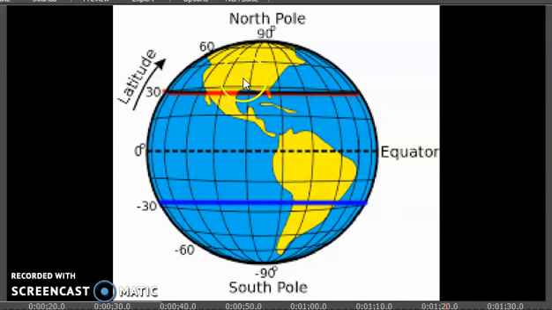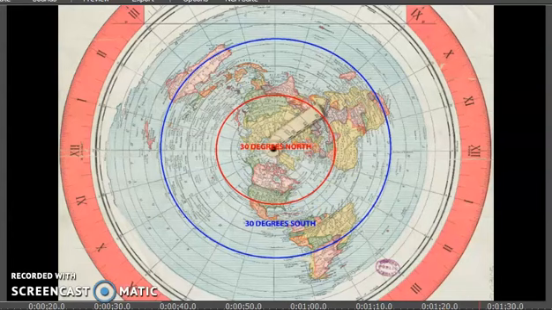So what ends up happening is you have a situation where on a globe, the circumference of the circle of latitude at 30 degrees north is equal to the circumference of the circle of latitude at 30 degrees south. However, on a flat Earth map, obviously the circumference of the circle of latitude of 30 degrees north is much smaller than 30 degrees south.